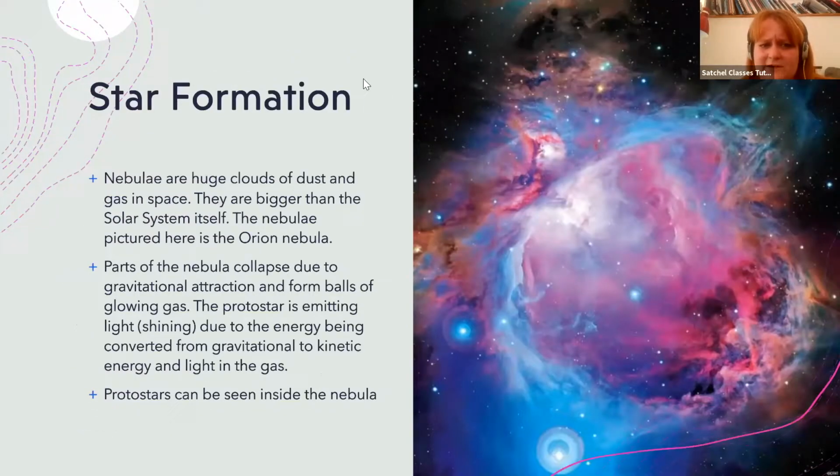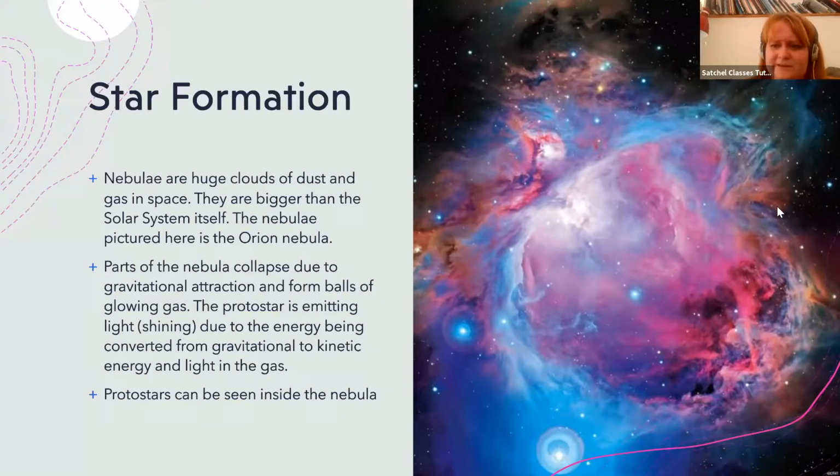Okay, star formation. Let's start at the beginning here. What makes all these different stars? Stars form in nebulae. This is the nebula in Orion, quite creatively called the Orion Nebula. You can see little white dots. These are actually stars forming in it. So how does that happen? Nebulae are huge. They're bigger than our solar system.